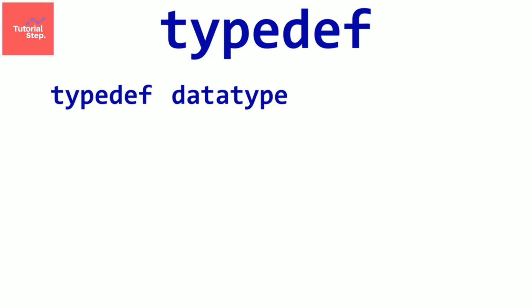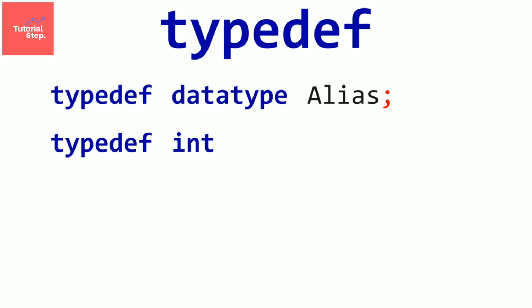The syntax is that we have the keyword typedef, after it the data type, after it the alias name, and that's it. So to take our last example, we have the keyword typedef, then int, then we can choose an alias name like score. So now we can declare variables of type score, which are in reality of type int.